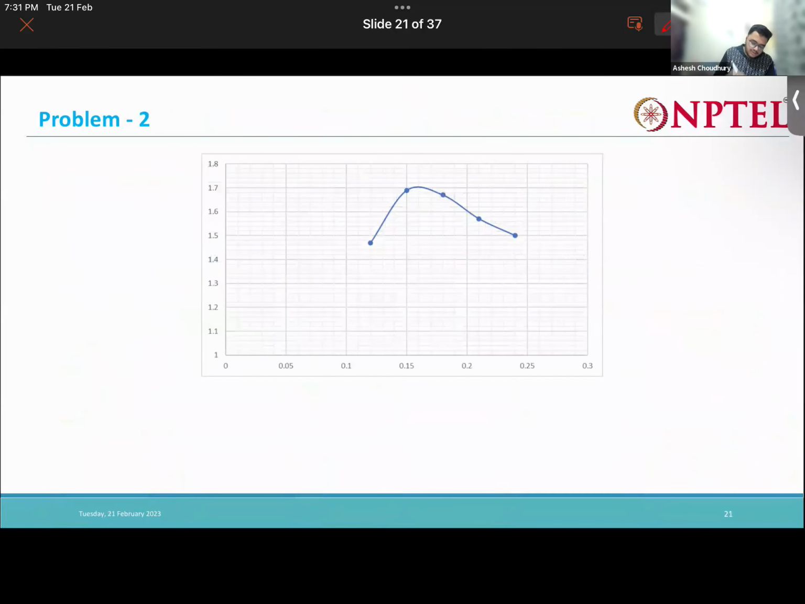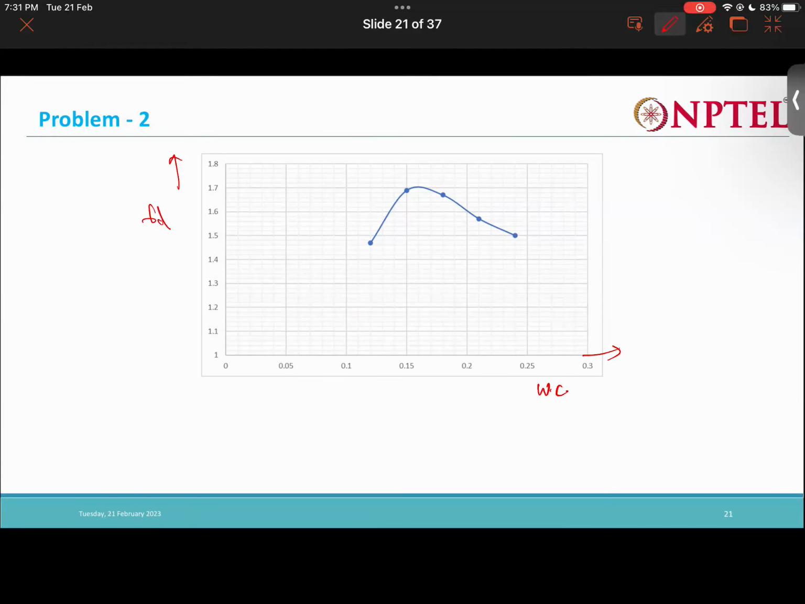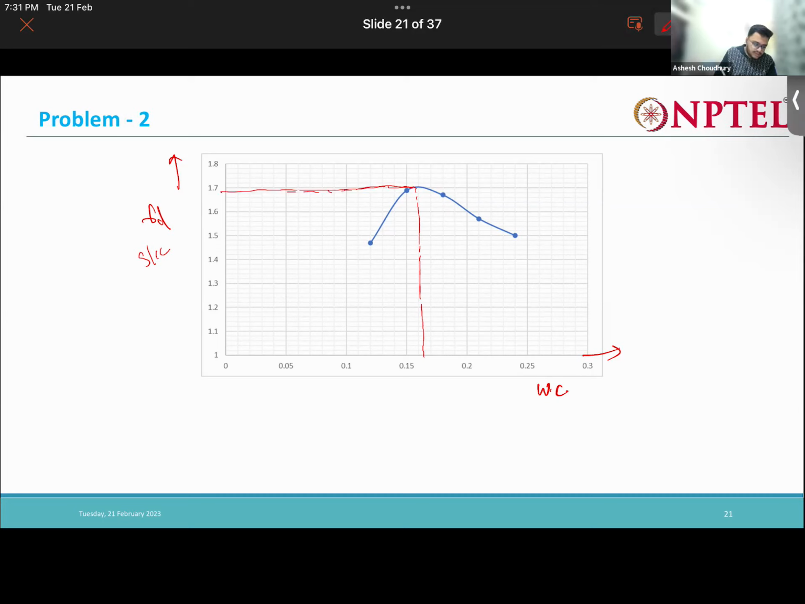So this is actually the graph. This side is my water content, and this side is my dry density, in gram per cc. If you plot, you'll get a bell curve like this. From this bell curve, the maximum point will be almost 1.7, less than 1.7, almost equal to 1.7. So we need to calculate that from the graph. At this point is my OMC and my maximum dry density.